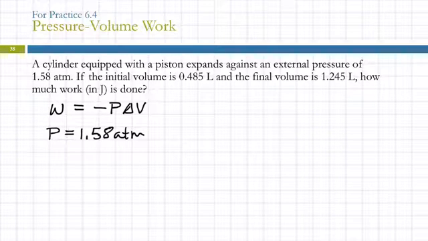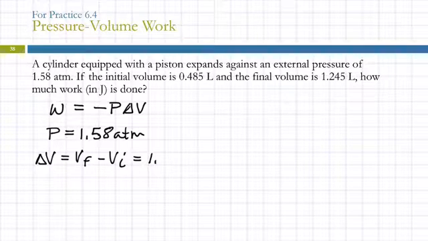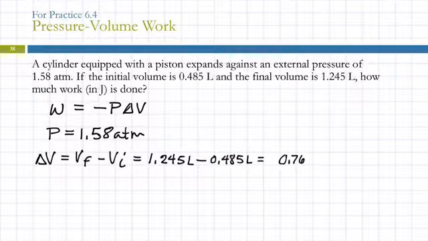The change in volume, that's the final volume minus the initial volume. So the final volume is 1.245 liters. The initial volume is 0.485 liters. 1.245 minus 0.485. My calculator gives me 0.76 liters.